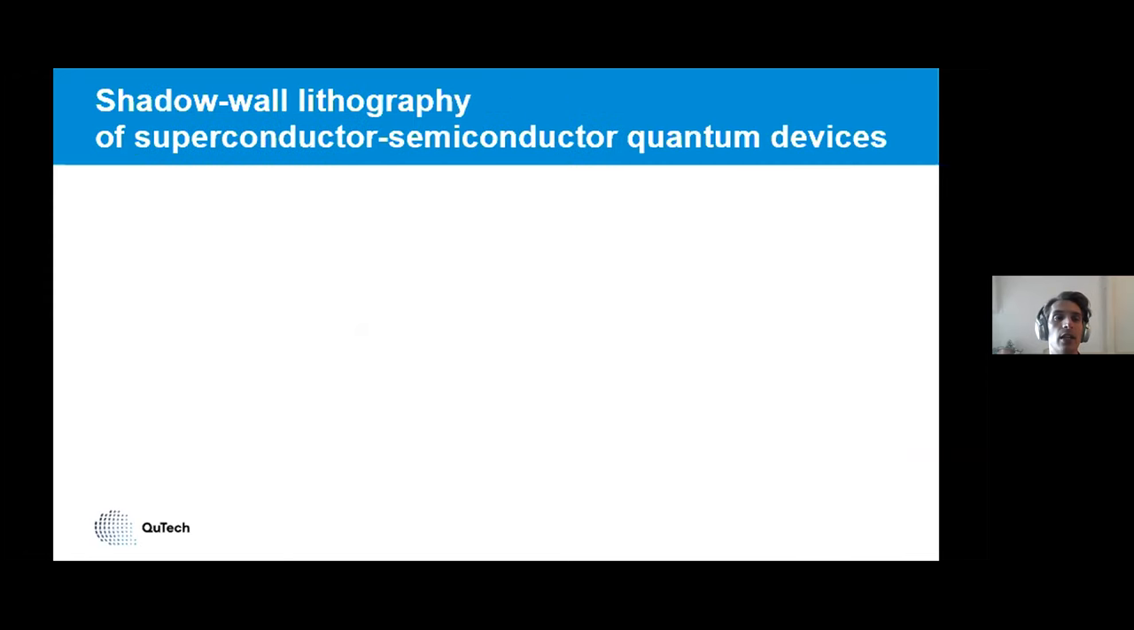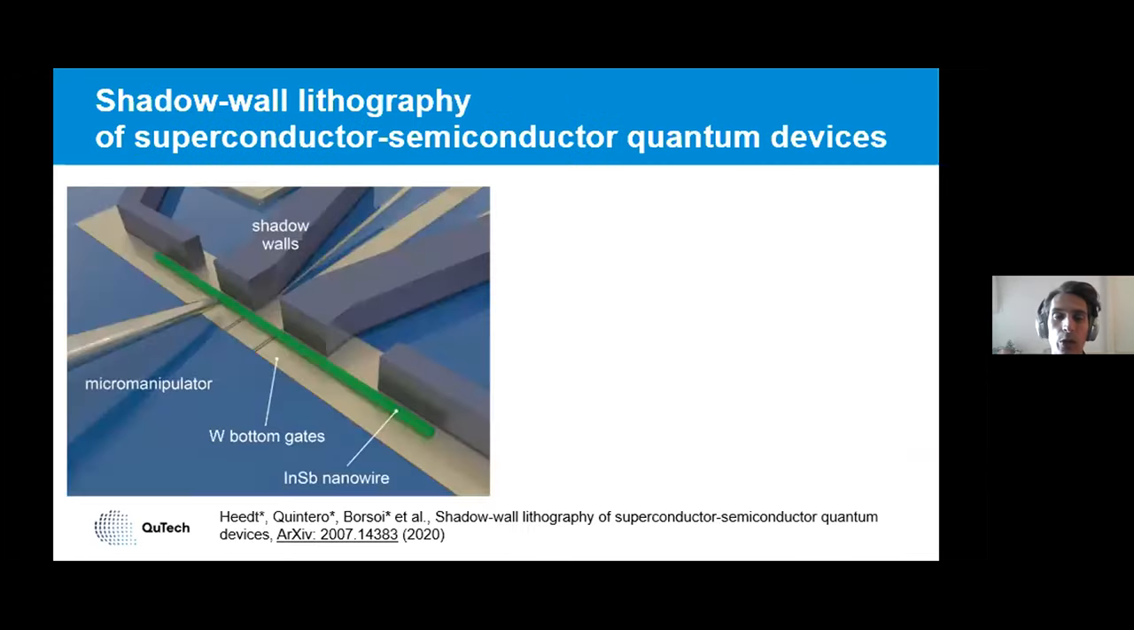And with this in mind, we developed the so-called shadow wall lithography technique, which was recently out on arXiv in July. And the idea is that in our chip, we prepare all the difficult parts essentially. We engineer all the difficult components of a circuit before creating the interface of indium antimonide and aluminum. The idea is that we start from chips which are prefabricated with bottom gates, bond pads, and shadow walls. Shadow walls are nothing else than dielectric pillars, which have a very clever geometry, which allows to cast shadows all across the circuit and not only on the nanowire.